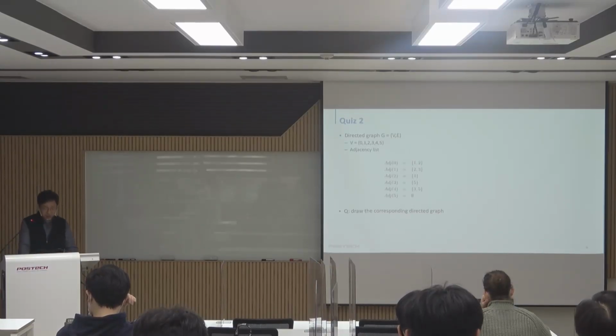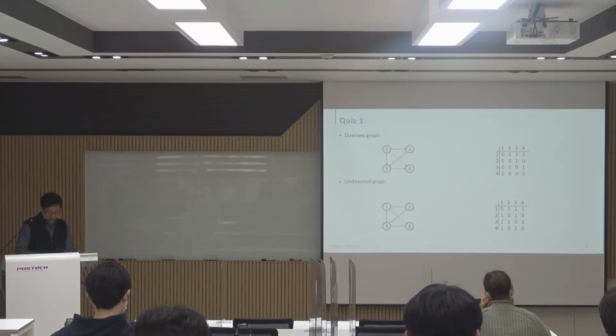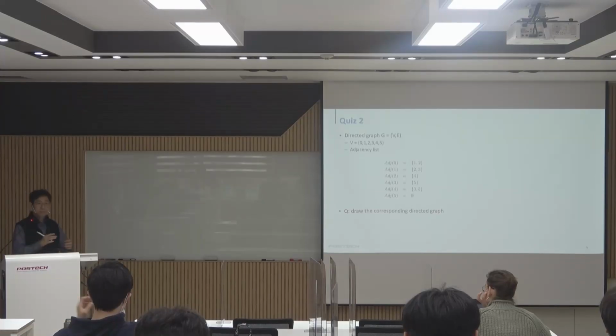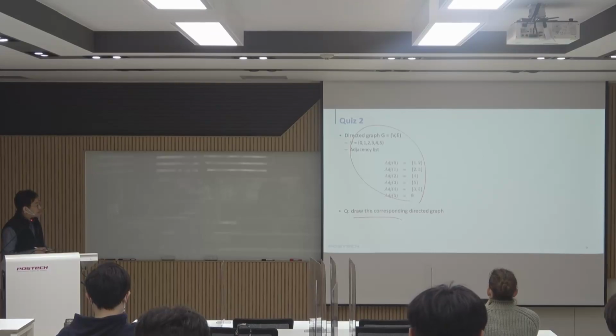And the next question that I have is a little bit difficult, but it's not that difficult. The first one was that given a graph, I want you to come up with the corresponding adjacency matrix. And here, it's vice versa. We have this information, and I want you to draw the corresponding directed graph. Again, I'm going to give you a couple of minutes to think about it.